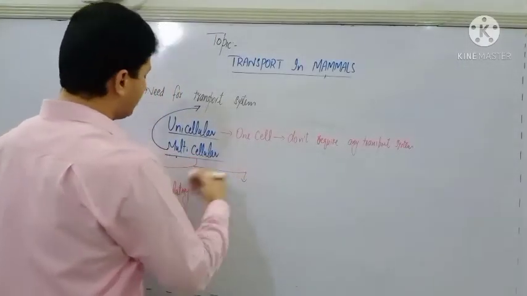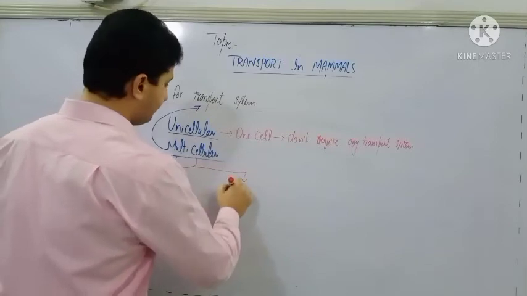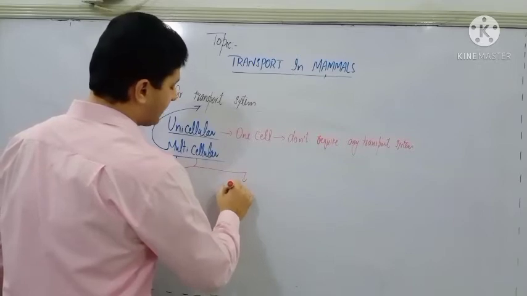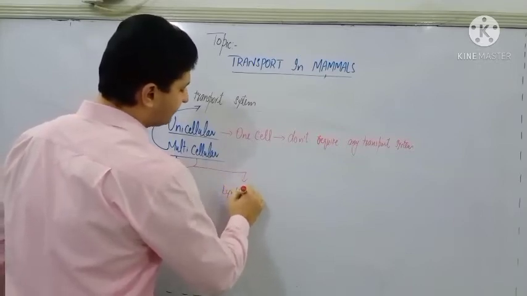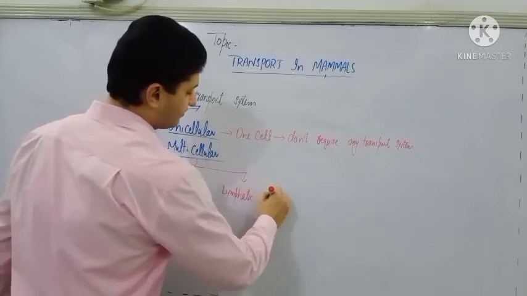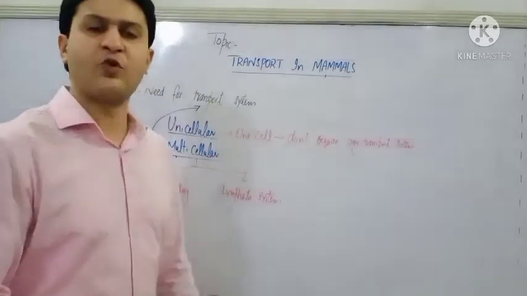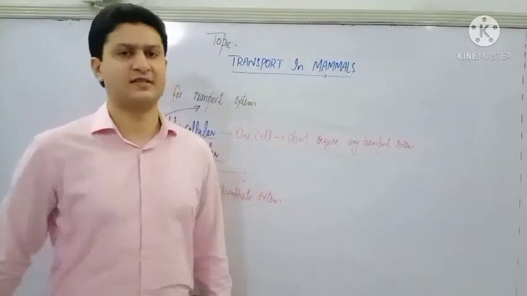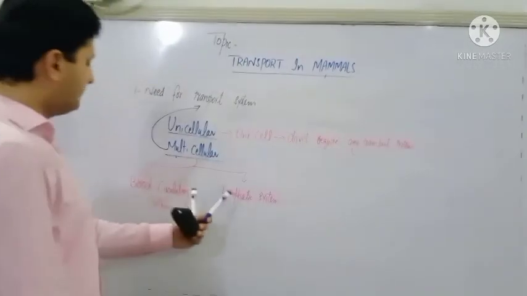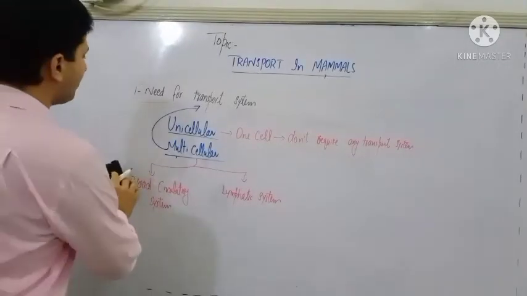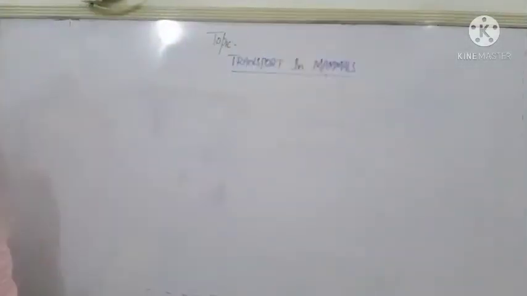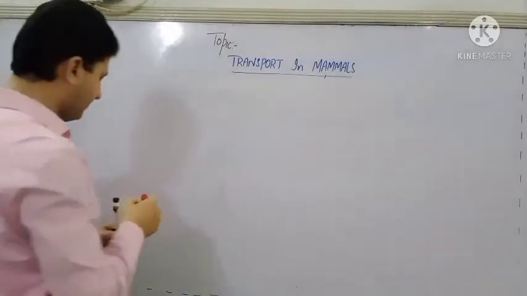And the second part of the transport system is the lymphatic system. This lymphatic system is composed of lymph and lymphatic vessels or lymphatic capillaries, etc. We'll be studying these two systems in detail. So first of all, we are going to discuss the blood circulatory system, or simply the blood.